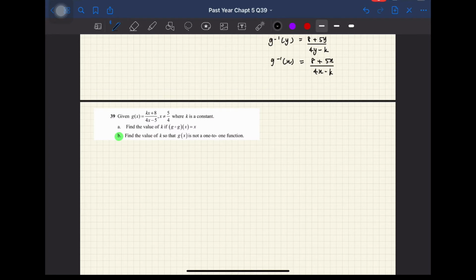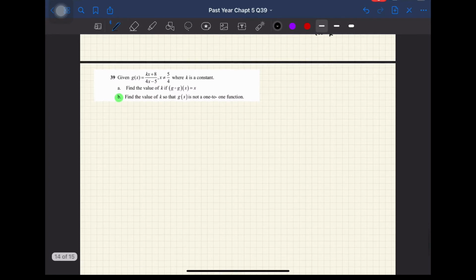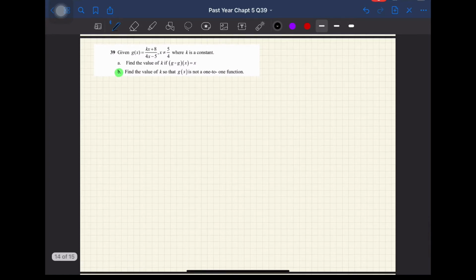Okay, so second part, dia minta kita cari value of k so that g(x) is not a one-to-one function. So apa maksud not a one-to-one function? So maksud not a one-to-one function ni adalah bila contohnya kita buat horizontal line test, kita punya intersection points between the graph and also the line that we draw have 2 or more points.